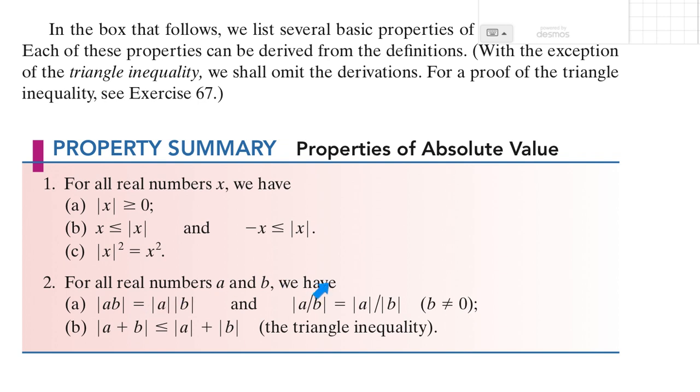And then we have some other basic properties here. And this one's huge right here. The triangle inequality. The end of the exercises really focus heavily on this. And it culminates in a proof, which is kind of exciting. We could start our little work with proof. So right here, for a proof of the triangle inequality, see exercise 67, which is the last one in this section. Kind of fun.